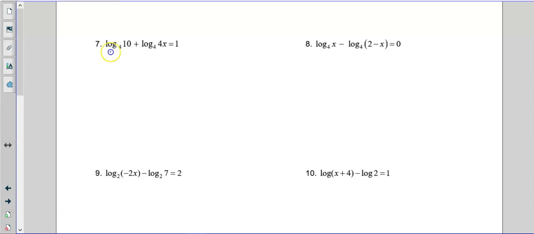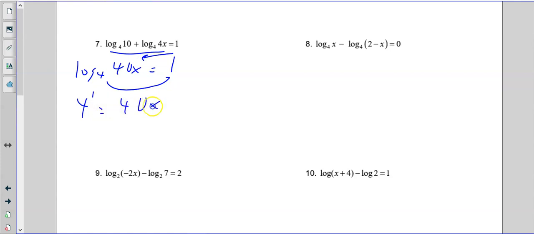All right, we're going to condense again. It's multiplication, so we're going to write log 4 once. 10 times 4x, if you want to just skip and go right to 40x, you can, equals 1. 4 to the 1 equals 40x. So that's just 4, divide by 40, x equals 1/10, which is 4 over 40 simplified, reduced.